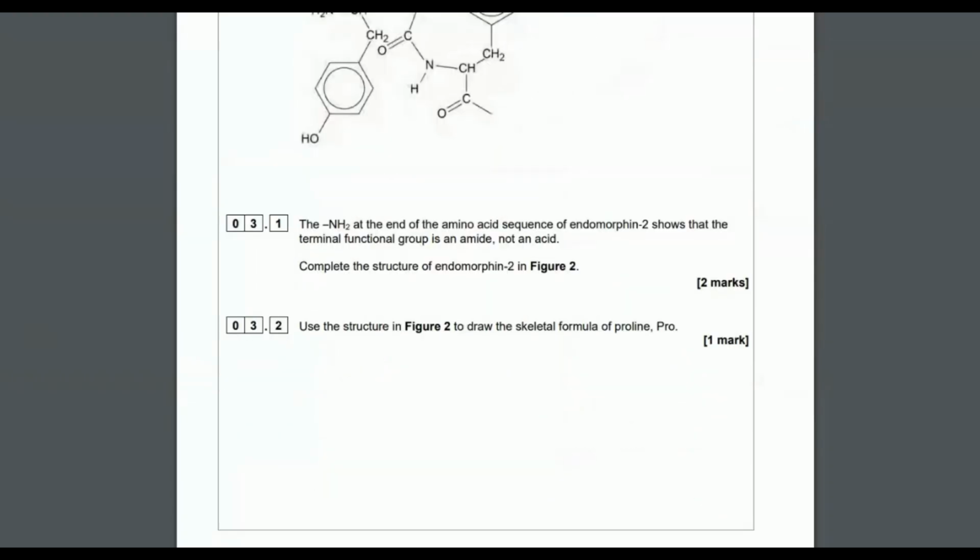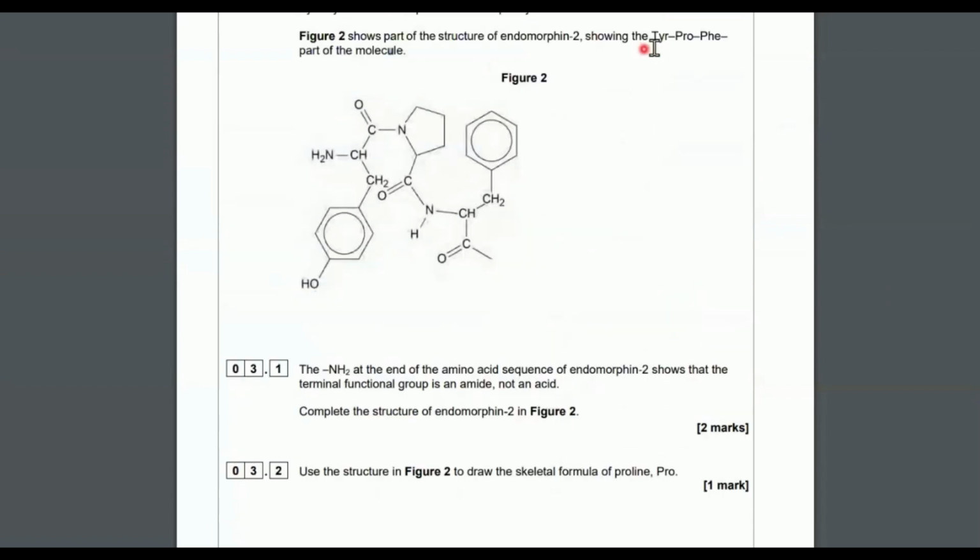It says, use the structure of figure 2 to draw the skeletal formula of proline. So again, we can do the same thing. We just got to work out what proline is. Now we know we've got TYR, PRO, PHE. So we already worked out what PHE is, so I can just circle that. That was the PHE. So we don't want to draw that. And now we need to just get rid of the TYR, which is the first structure.